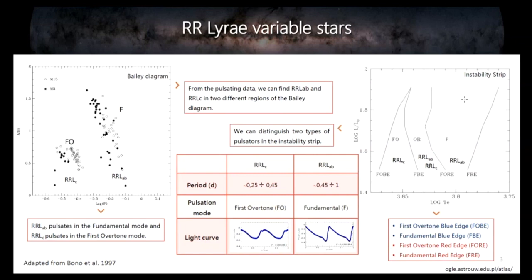The same differences we can see in the instability strip, so we can distinguish 3 different regions. The fundamental region, also in this case on the right side, the first overtone region on the left side, and our region in the center where we can find both of the pulsators.